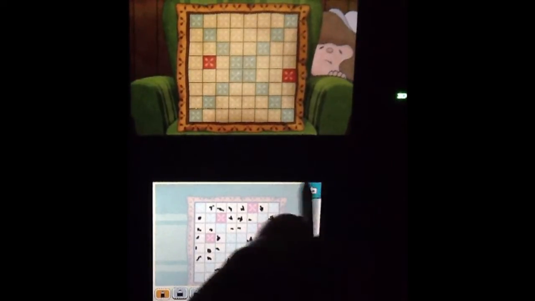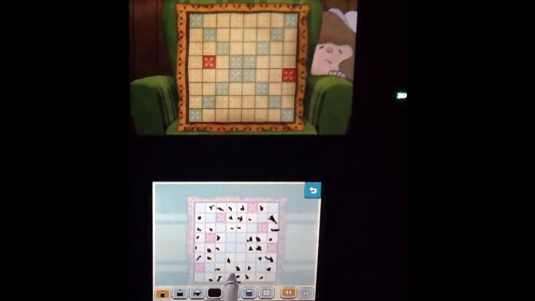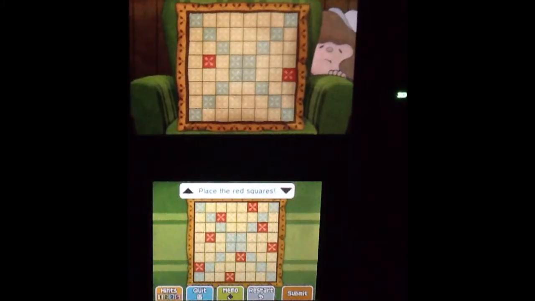Blocks off that square. Looks like the only place in the left quadrant is here. And the two squares in the bottom quadrant are here and here. Perfect, beautiful, fantastic. Here's my answer.